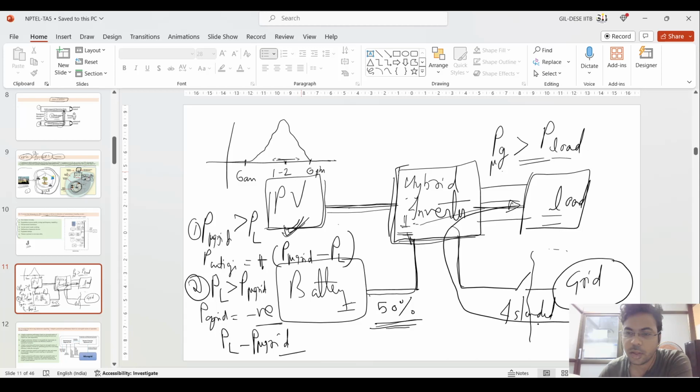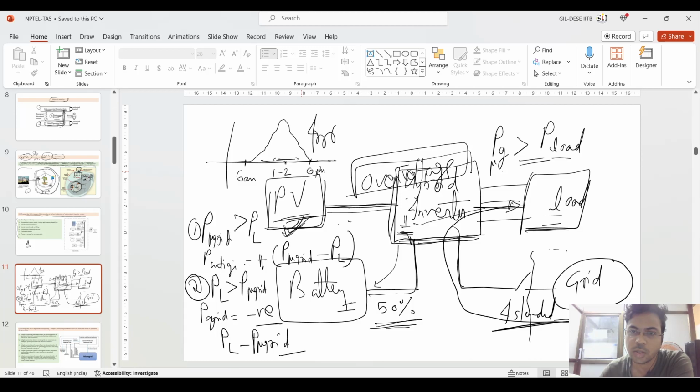Suppose there is a situation that this grid is isolated. This grid got islanded. What will happen in this case? The PV generates the same amount as per its irradiance curve. So what will happen in this microgrid hybrid inverter case? Your load demand is fixed, the PV is generating more, and you don't have any grid to supply the extra amount of power. So this battery will consume some amount of power to charge, and the extra amount that remains will lead to over voltage.